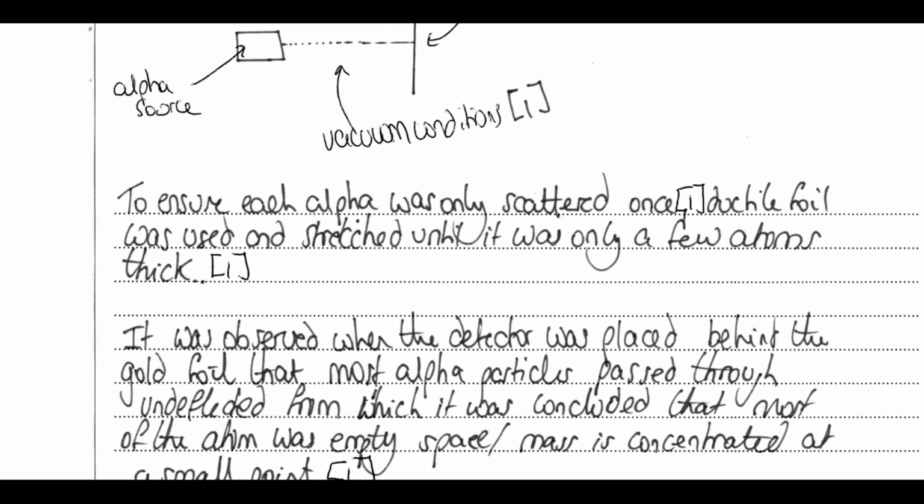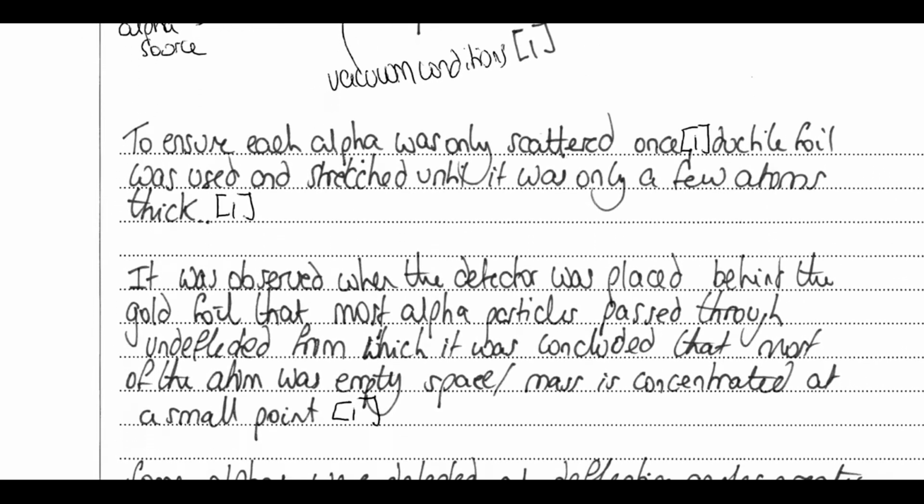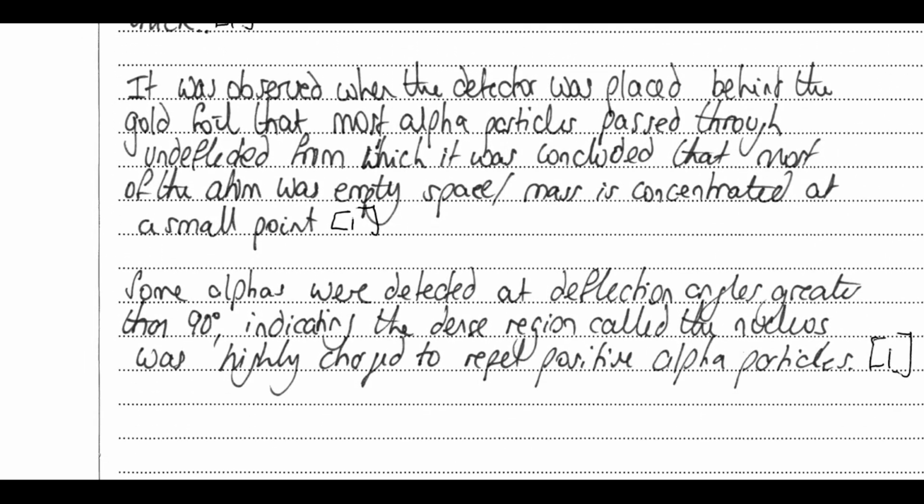So then let's link the observations to the conclusions drawn. When you place a detector directly behind the gold foil, we notice that most alpha particles pass through undeflected. That's where we get the majority of the alpha particles detected. And what that means is most of your atom is empty space, and that all of the mass of an atom is concentrated at a very small point. That's what we conclude from that observation.